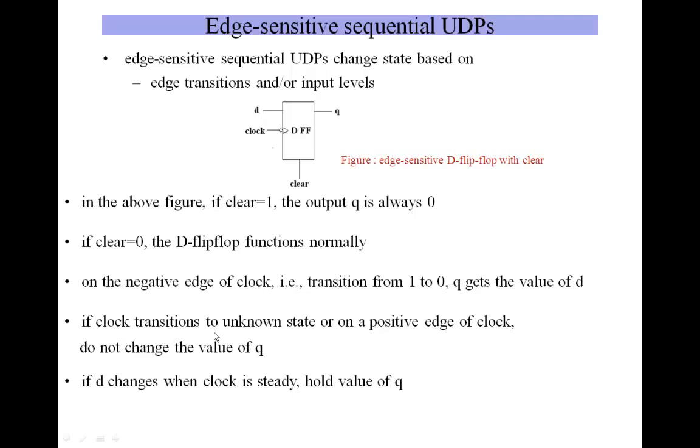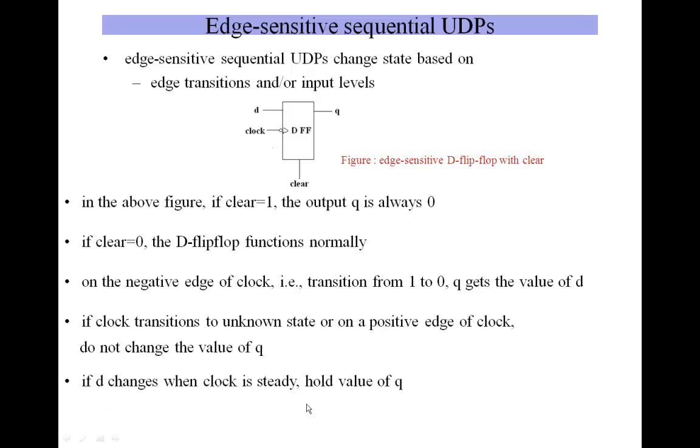If clock transitions to unknown state or on a positive edge of clock, don't change the value of Q. If clock transition is taking place to unknown, or if clock is transiting to positive edge, then we shouldn't change the Q value. It has to retain the previous value.